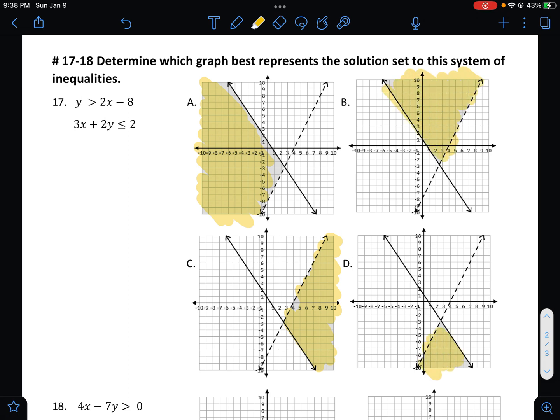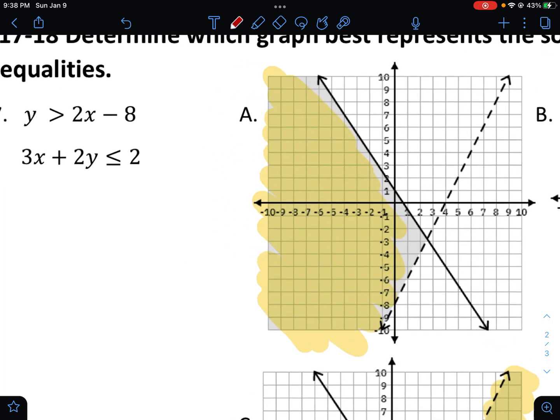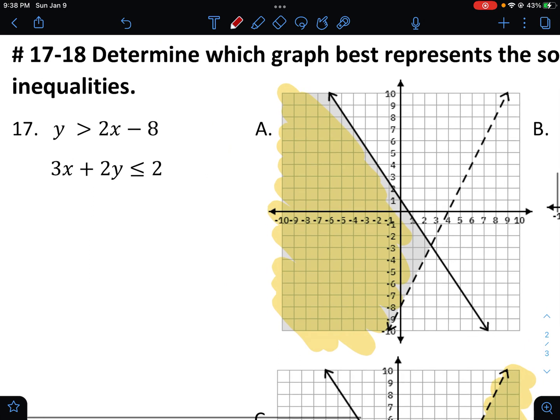So what I would suggest you do if you have something like this is to pick a test point in each area and test it to see if it works in the equations that are given, like we just did in the previous examples. Okay, so if I'm checking answer choice A, I'm going to say my test point is 0, 0.